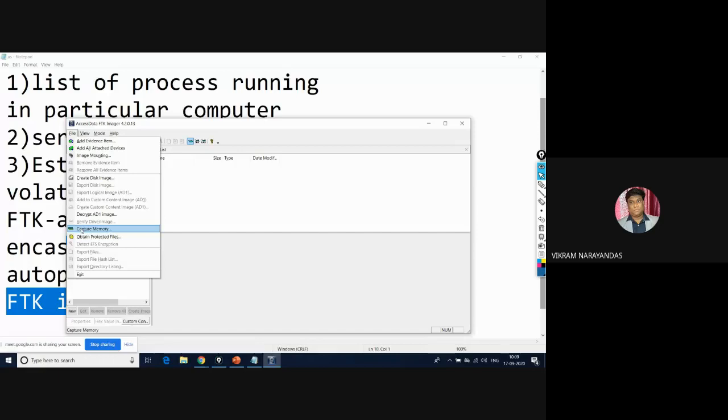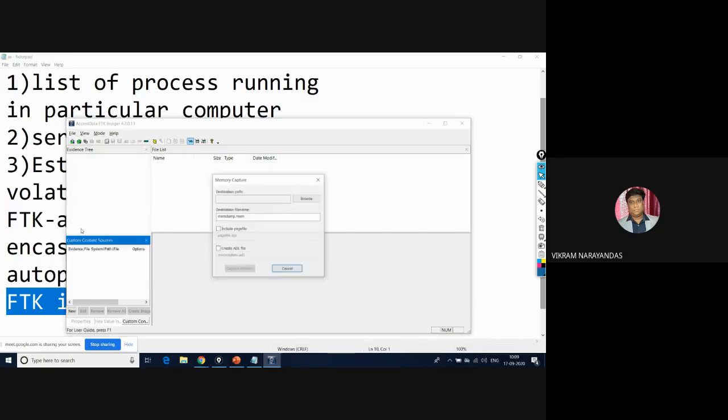When you are capturing data from your RAM, there is one more concept called virtual memory, so I can give some path here. Please try to understand, when you are capturing data from your RAM, there is one more concept called virtual memory here. So what is virtual memory?